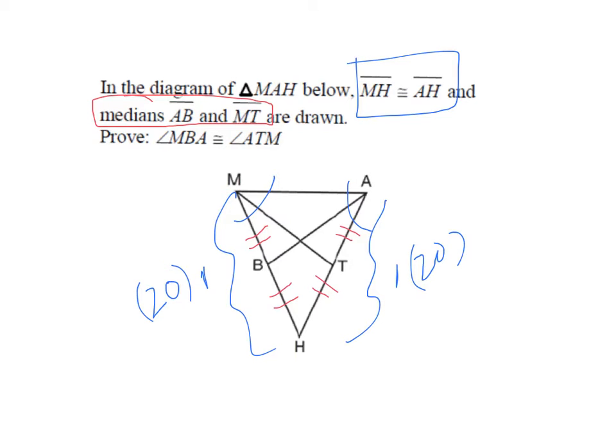Now we're also going to take a look at the next thing. We're trying to prove that angle MBA, which is this one right here, is congruent to ATM, which is this one right there. If you look carefully, we could probably prove that the triangles are congruent once we use the reflexive piece there. Then we would have side angle side to prove the triangles are congruent, and then CPCTC in order to prove that the angles are congruent.